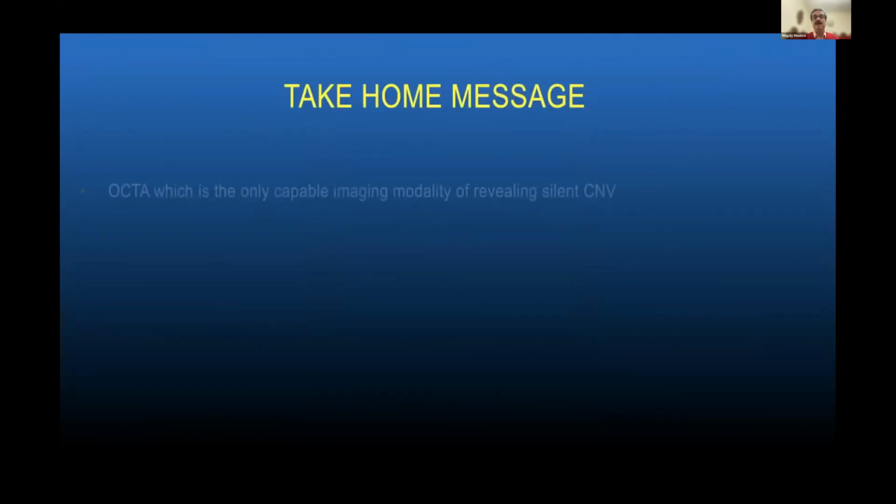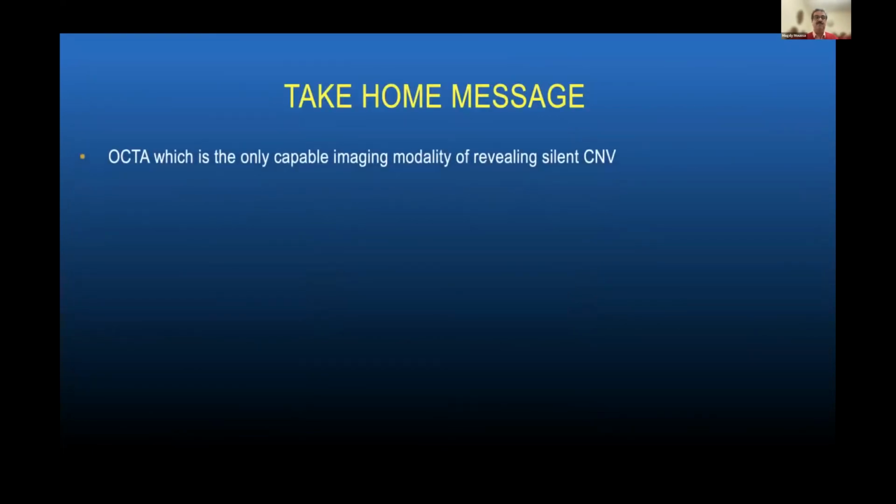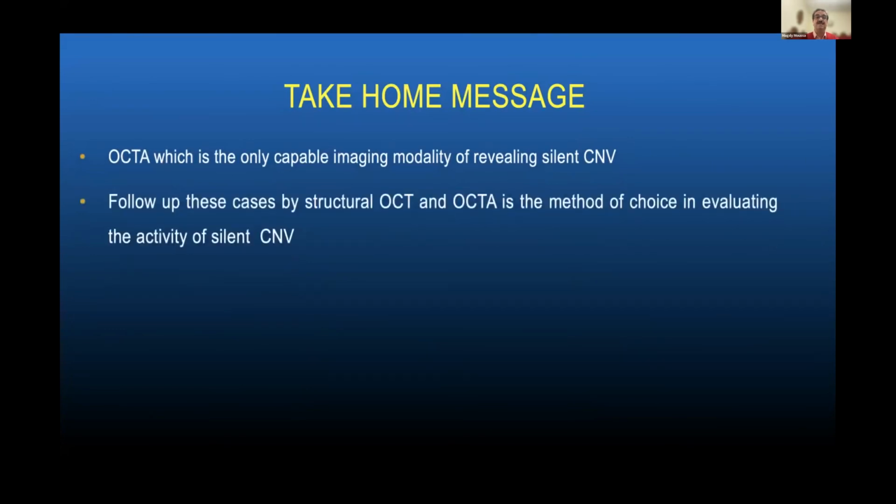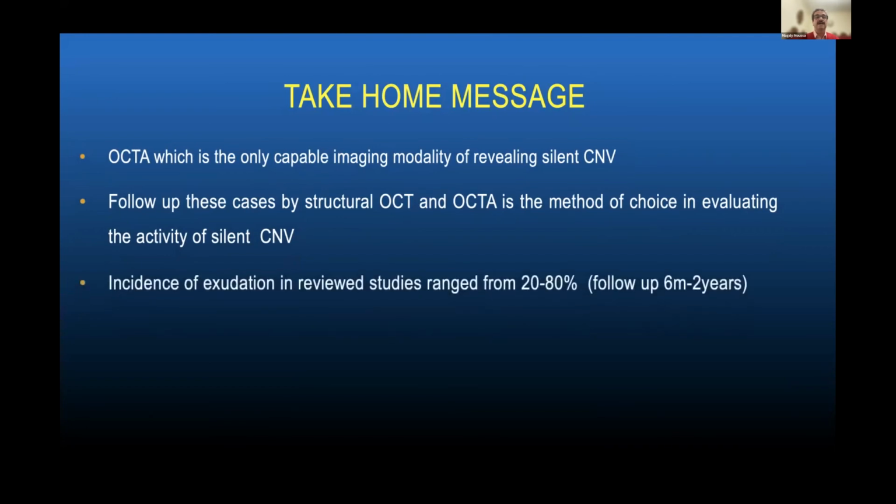So my take-home message from the first part of my presentation: OCTA is the only imaging modality capable of revealing silent CNV, and we have to rely on it to find this CNV. We don't treat it, but follow up these cases. OCT or OCTA is the method of choice in evaluating the activity. The incidence of exudation, as I said, is 20 to 80%, and there is no treatment until the CNV shows exudation signs on OCT.